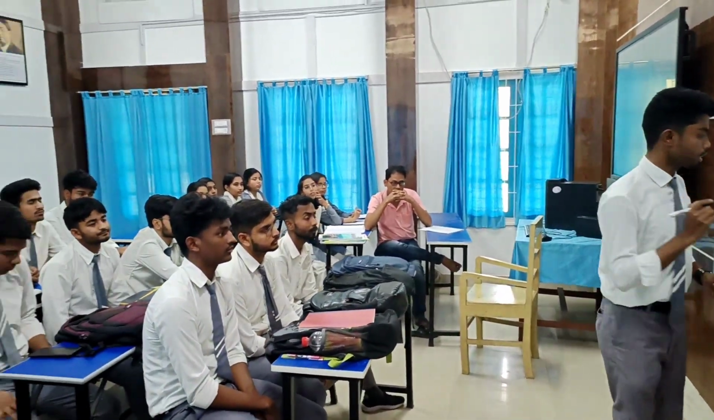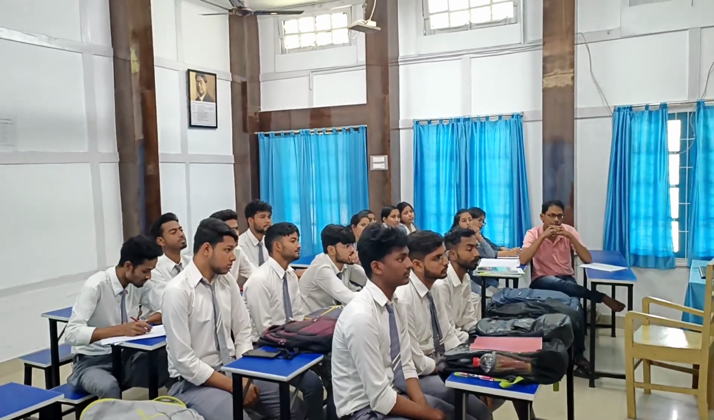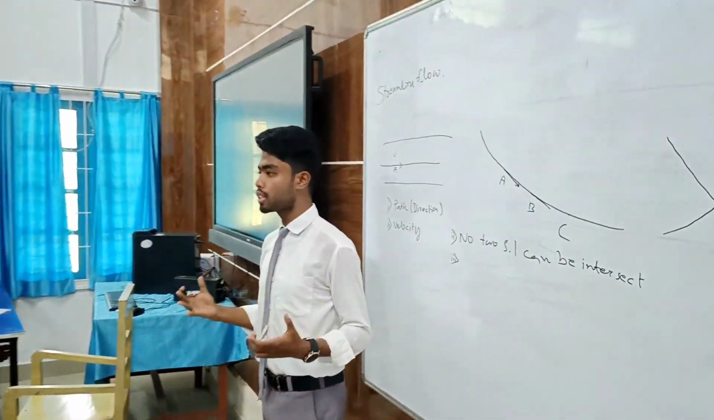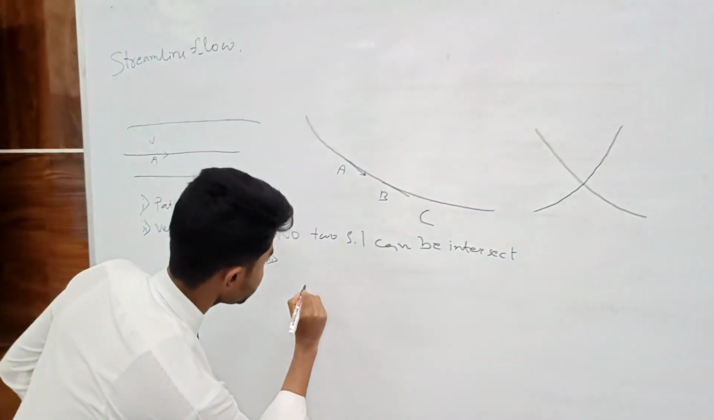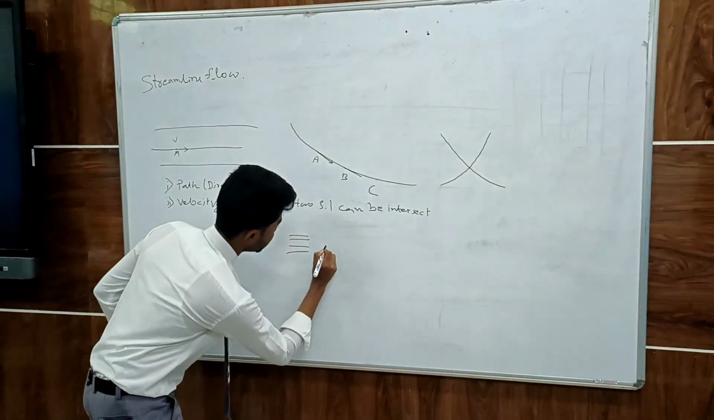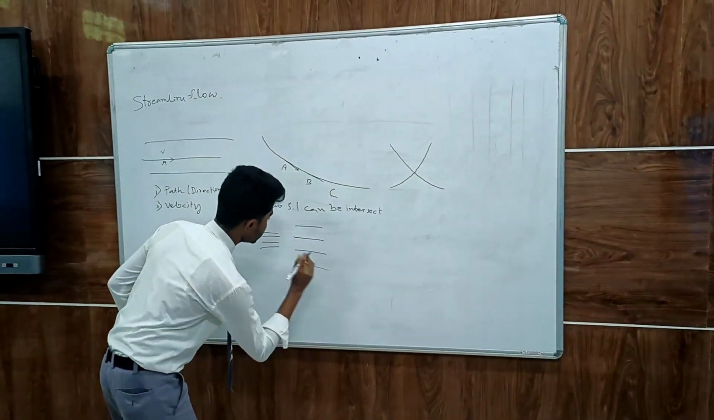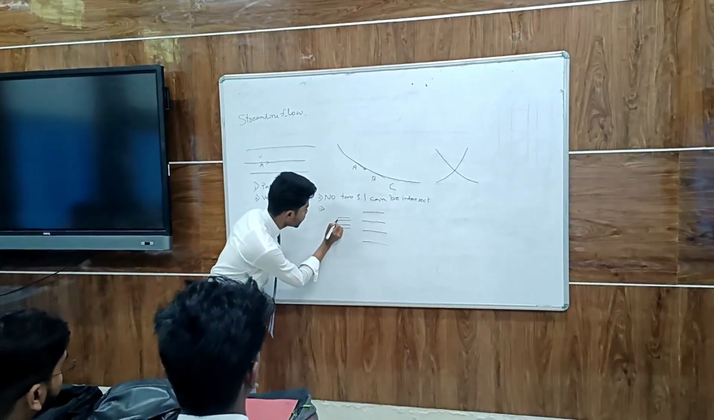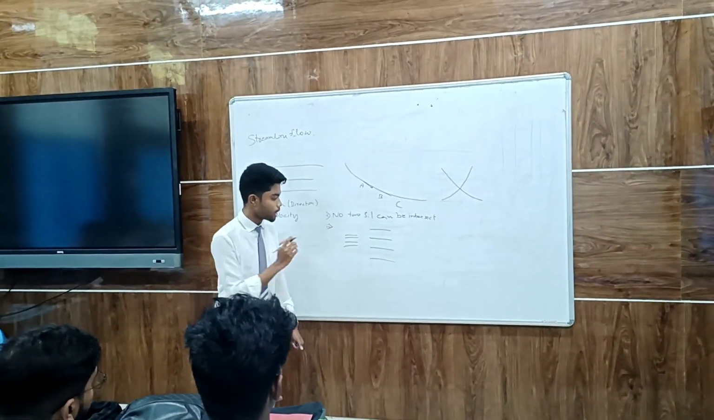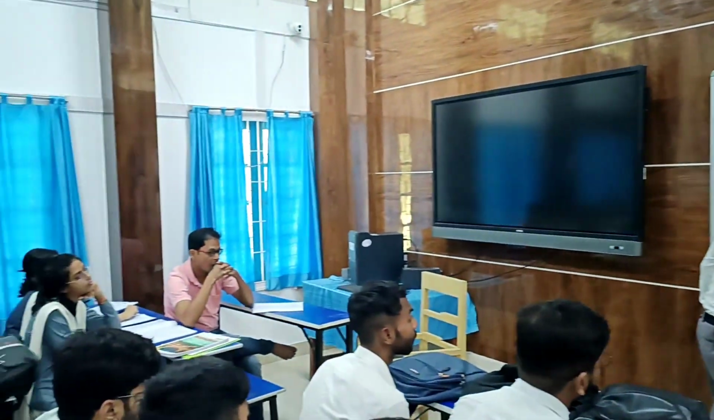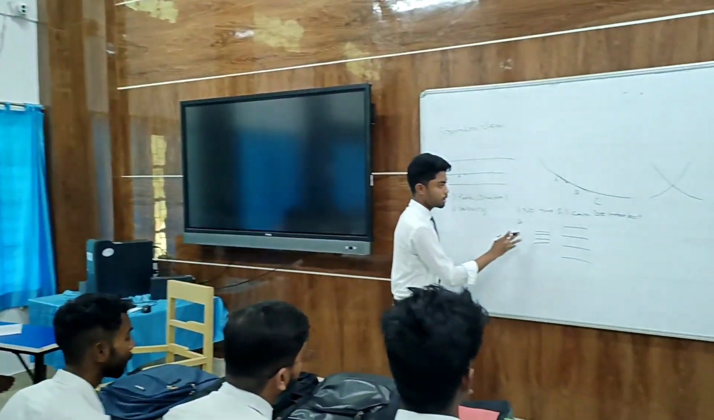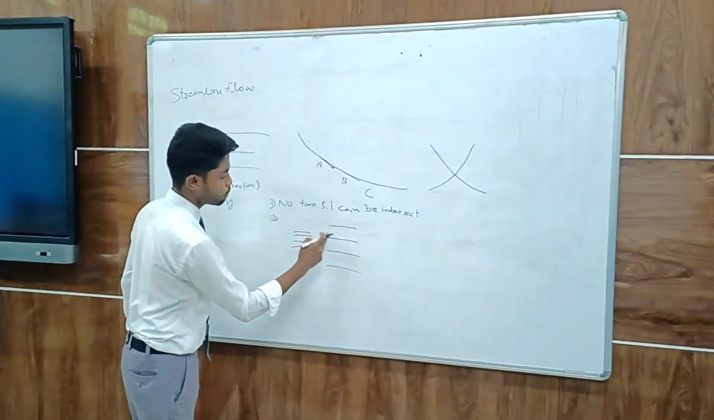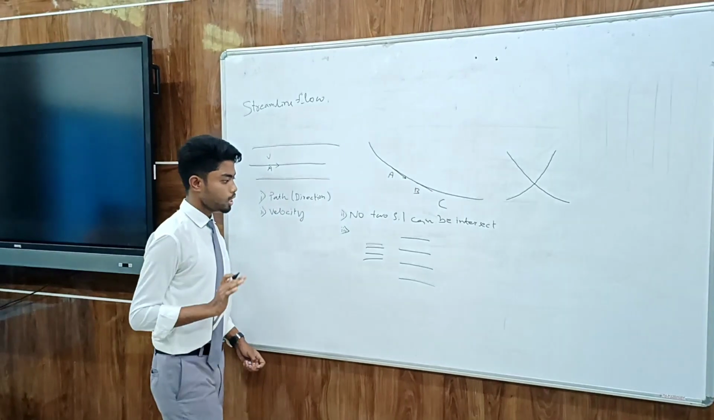Now the third property of a streamline path is that if the streamlines are closer, then the velocity is larger. Suppose this is one streamline and this is another streamline. You can see in this case the distance between the two streamlines is small as compared to this one. So the velocity of flow in this region is larger in comparison to that region.